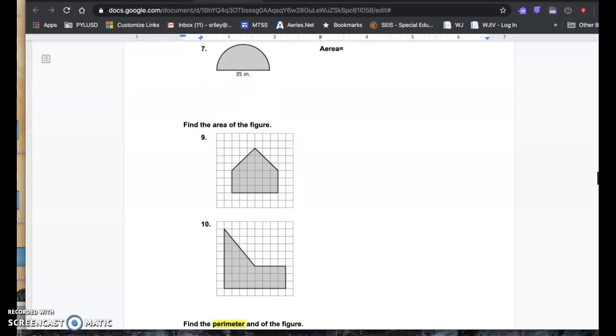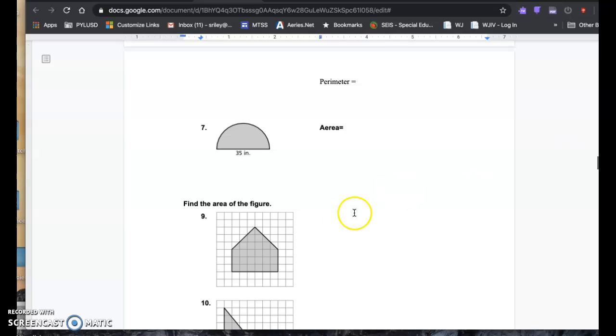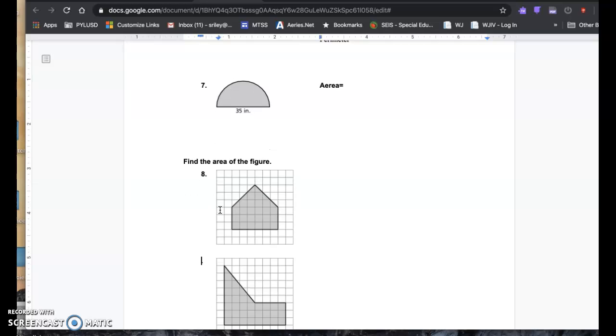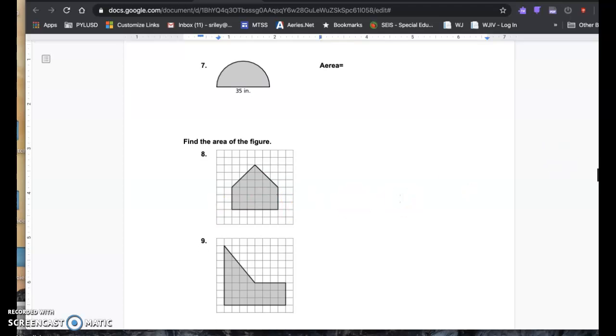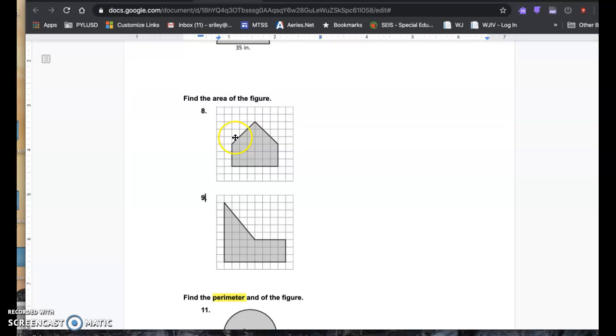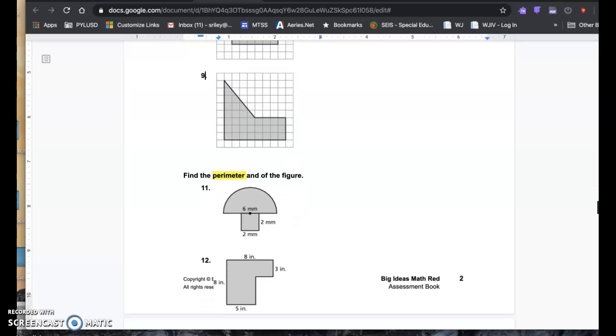For number 9, this is going to be switched to 8. So for number 8 and 9, they want you to find the area of the figure. So what I want to remind you is that this is just counting for half. So 2 halves make a whole, 2 halves make a whole, 2 halves make a whole. And then you're going to count all of the full squares and then add them all together. You're going to do the same from the bottom. For number 9, remember 2 halves make a whole.